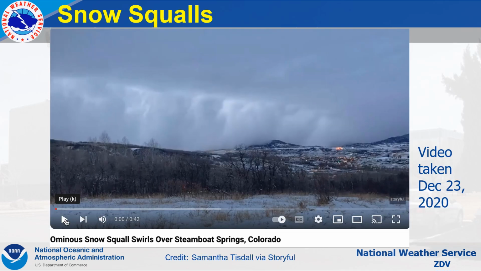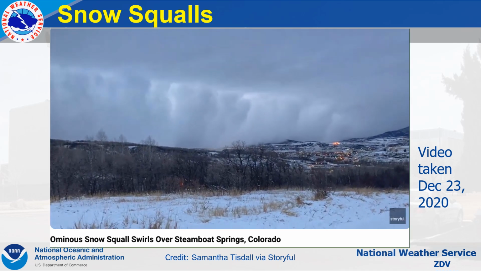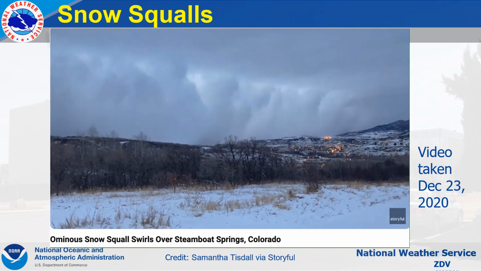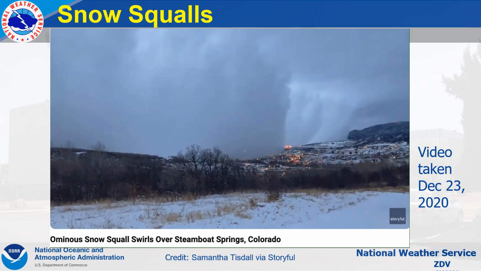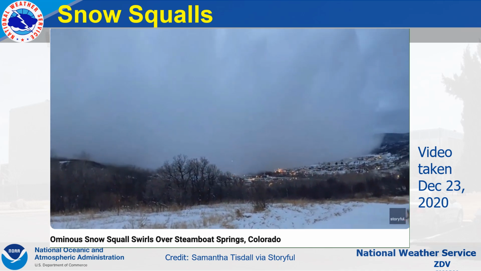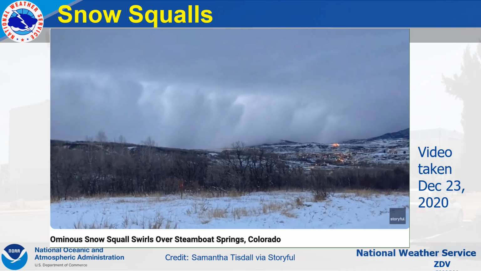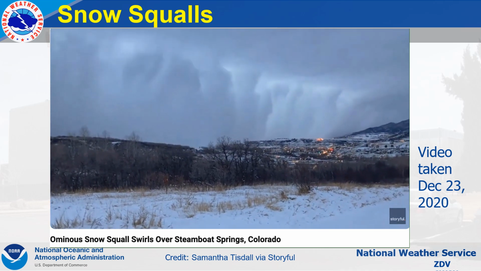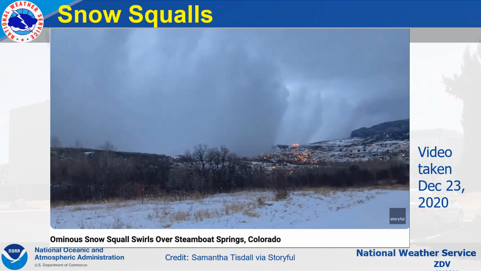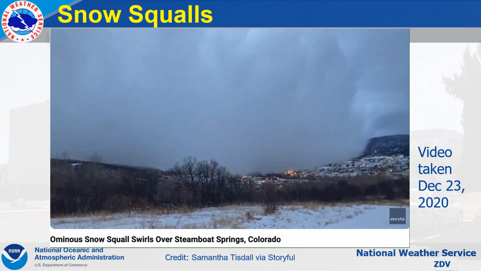Now here's a video that shows what a snow squall could look like. This was over Steamboat Springs, Colorado. And again, it almost moves the way a thunderstorm would. In fact, in this case, there was lightning present. So as you can see, you can go from pretty much VFR conditions and no significant weather at an airport to low IFR conditions and potentially a shutoff in just a matter of minutes.